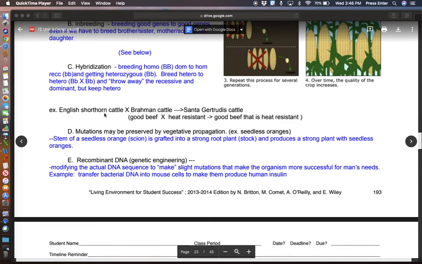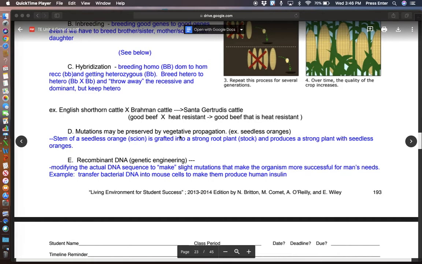Best example is Santa Gertrudis cattle. English Shorthorn cattle have fantastic quality beef, but they're used to a somewhat cooler climate and they don't grow all that quickly. Brahman cattle will grow in very, very warm climates, and they will grow very, very quickly, but their beef isn't all that great. So if you take good beef and you breed it to a heat-resistant beef, you're going to have good beef that is heat-resistant in general, not always.